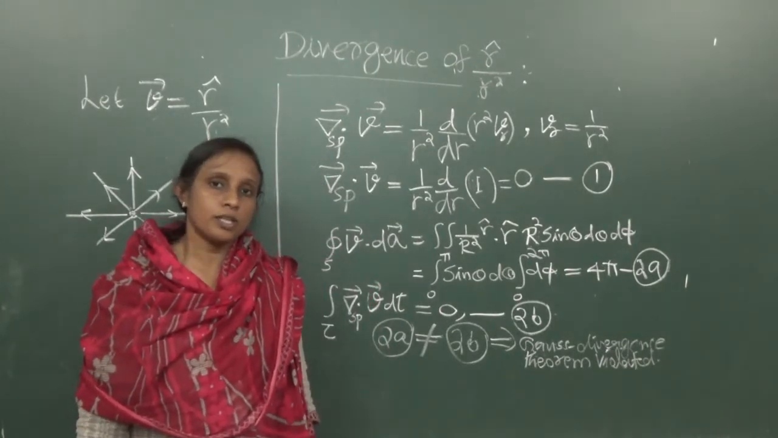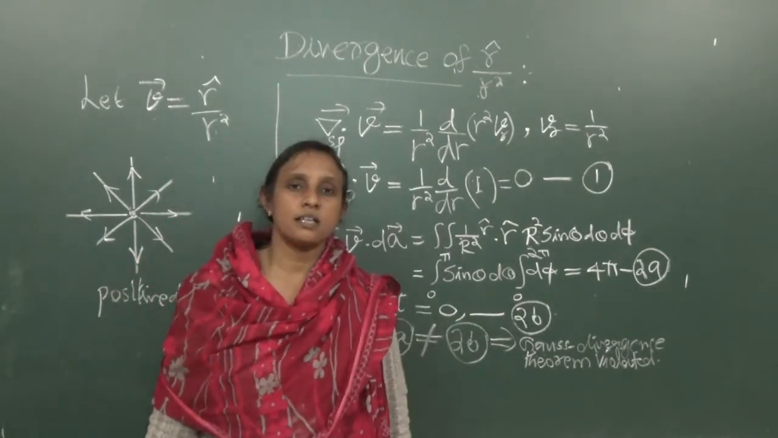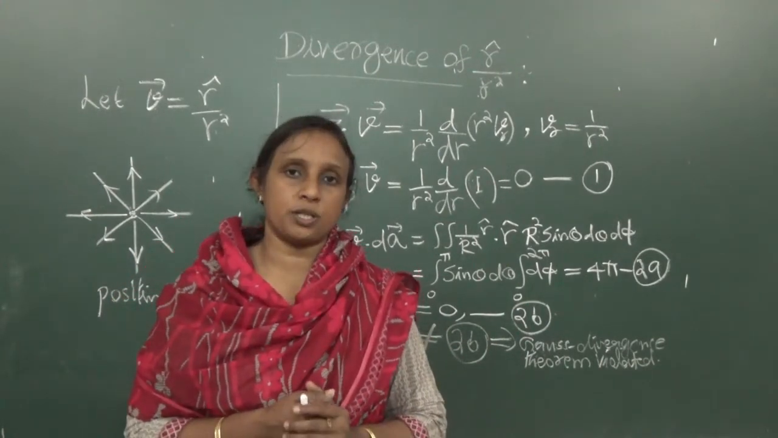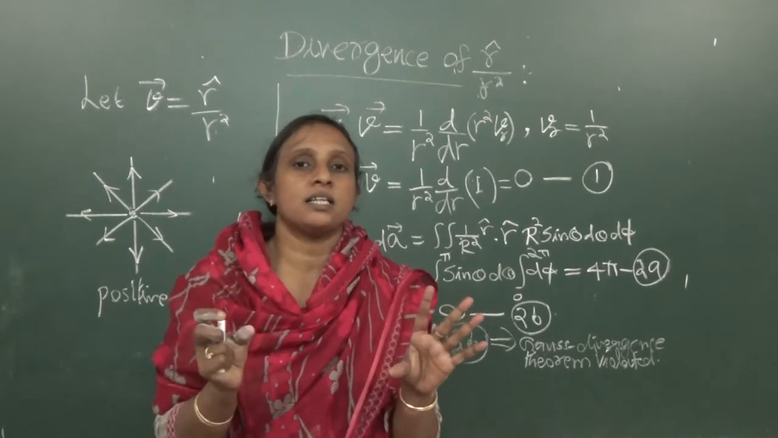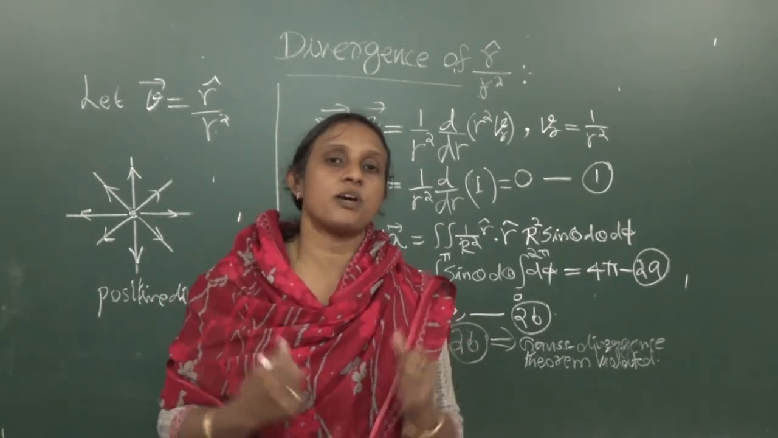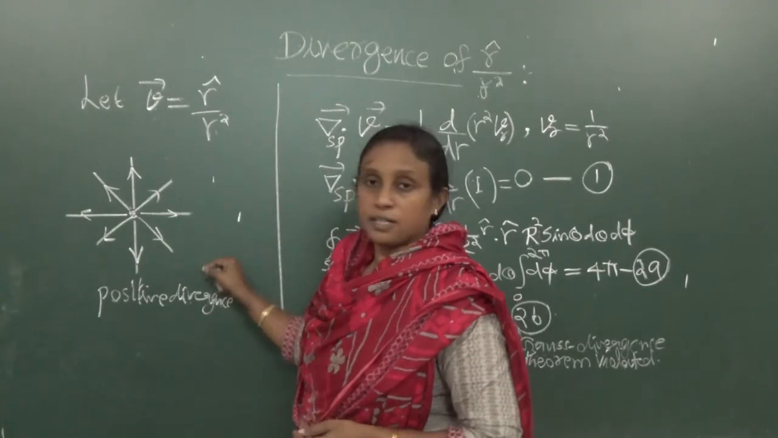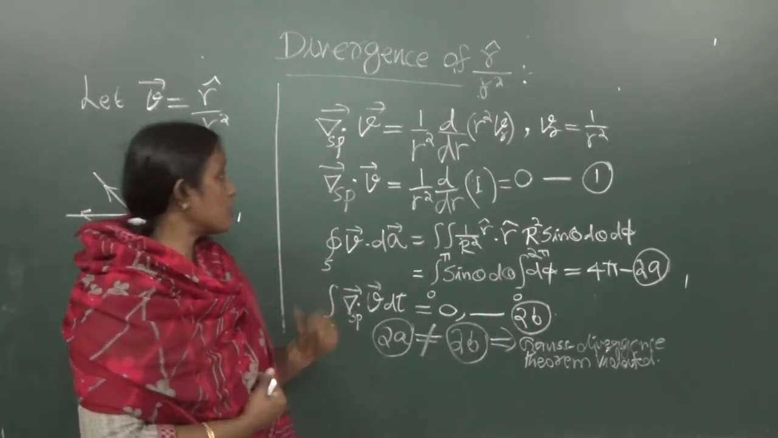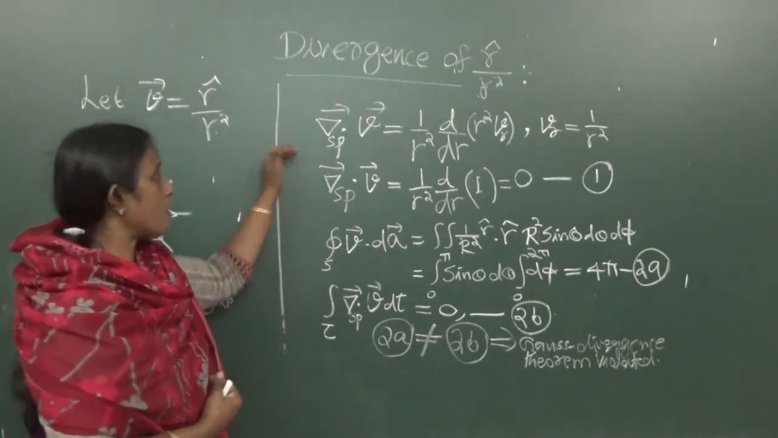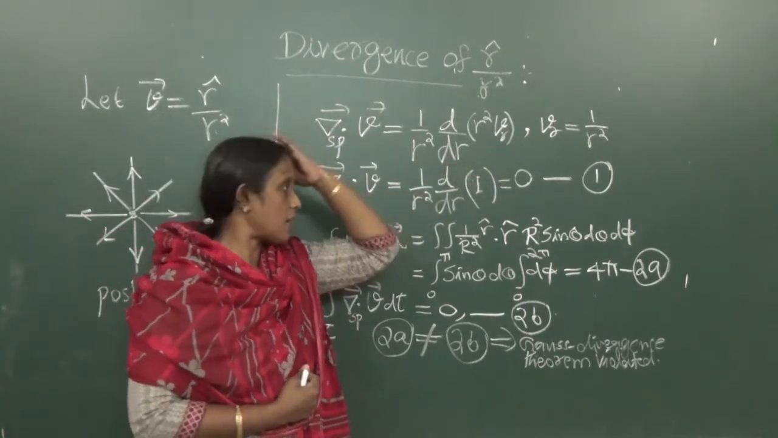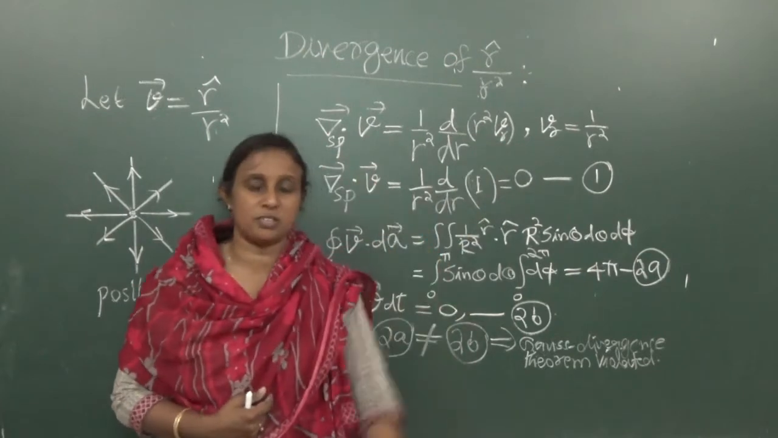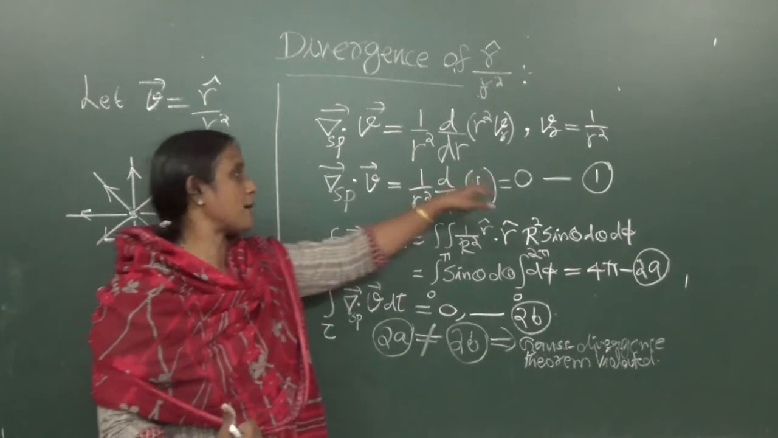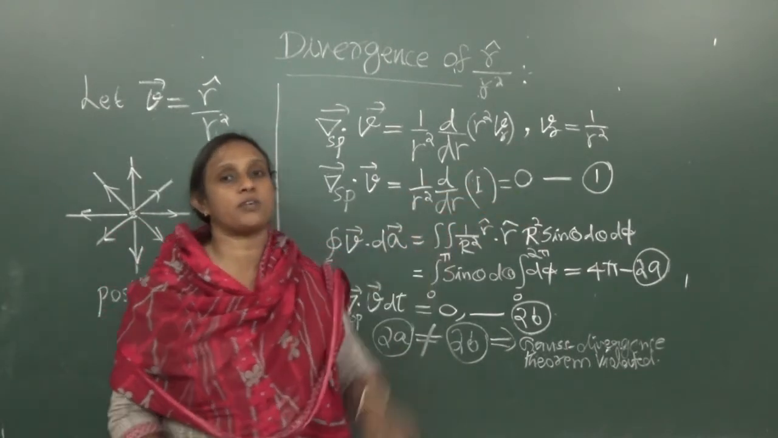Okay, we start with r cap by r square, and from its geometry we feel that this function has positive divergence like this. Then we move on to its mathematical part, and using spherical coordinates we find out its divergence, but unfortunately we get zero divergence. Geometry predicts positive divergence, but its mathematics shows zero divergence.